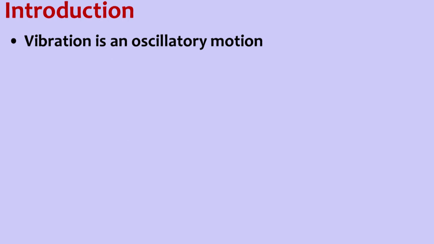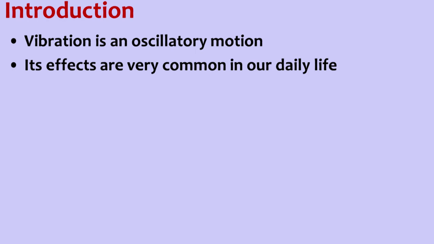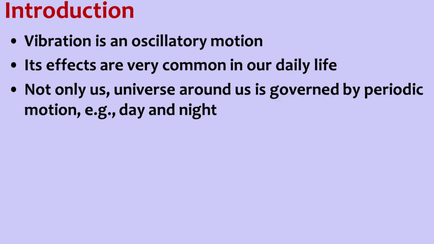Usually vibration is oscillatory. Oscillatory means any to and fro motion. That simple harmonic motion is called oscillatory motion, and its effects are very common in our daily life. For example, not only us, the universe around us is governed by periodic motion, that is day and night. This cyclic motion is continuously taking place. Any phenomenon you see has oscillatory motion already present in it.